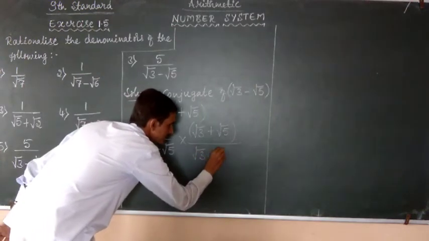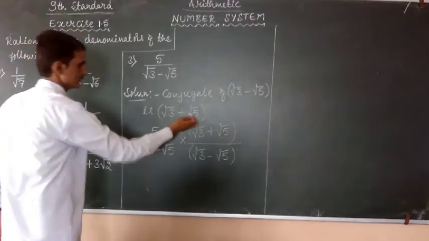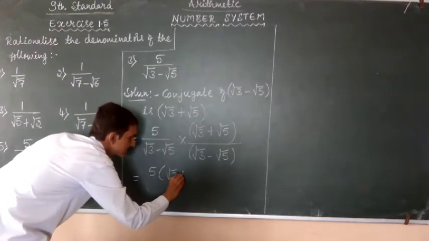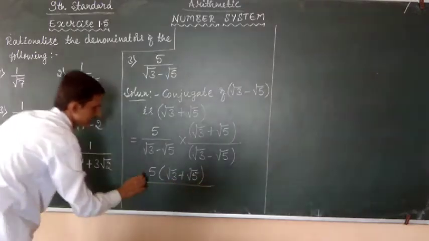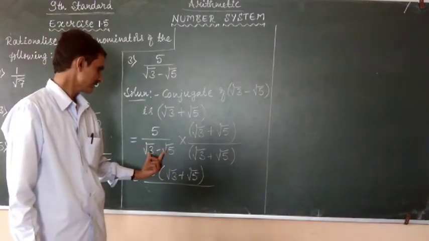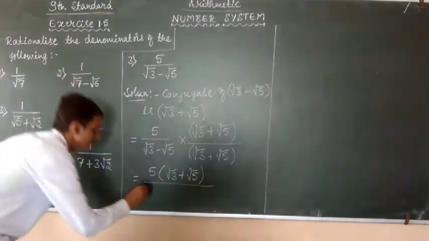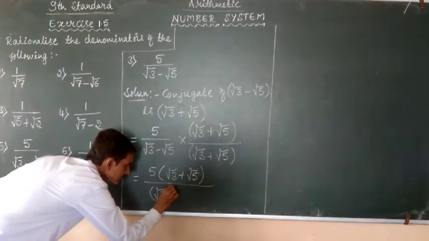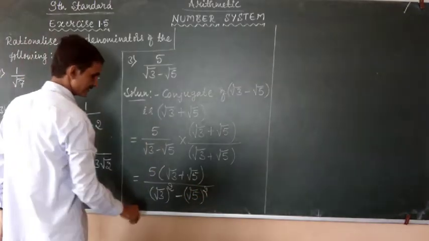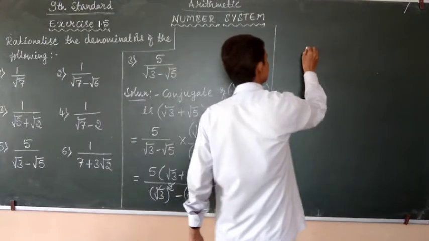Now multiply numerator to the numerator. So it will be 5 into root 3 plus root 5, as it is. For the denominator, it is of the form a minus b into a plus b. It will become a square minus b square: root 3 whole square minus root 5 whole square. If you observe the denominator, square and the root get cancelled. Write the numerator as it is.